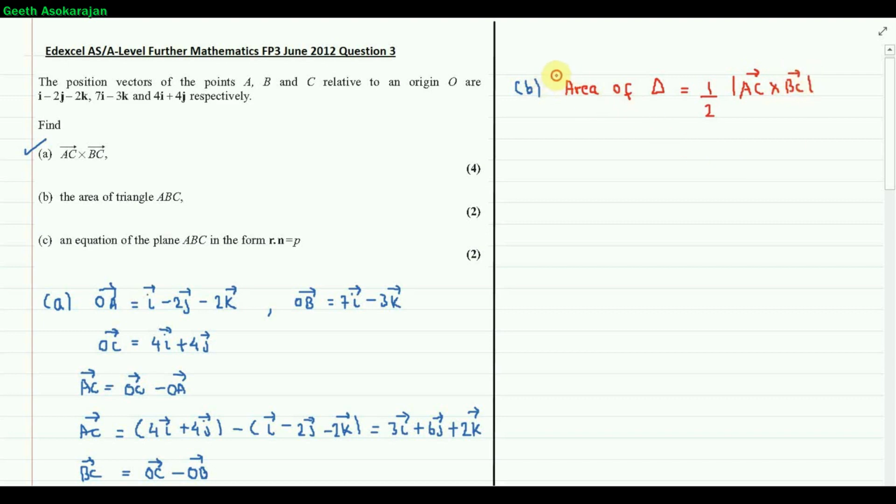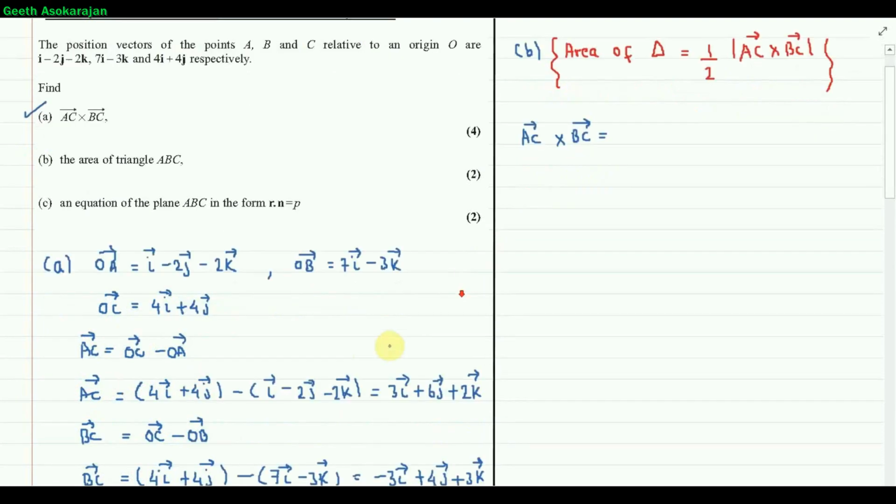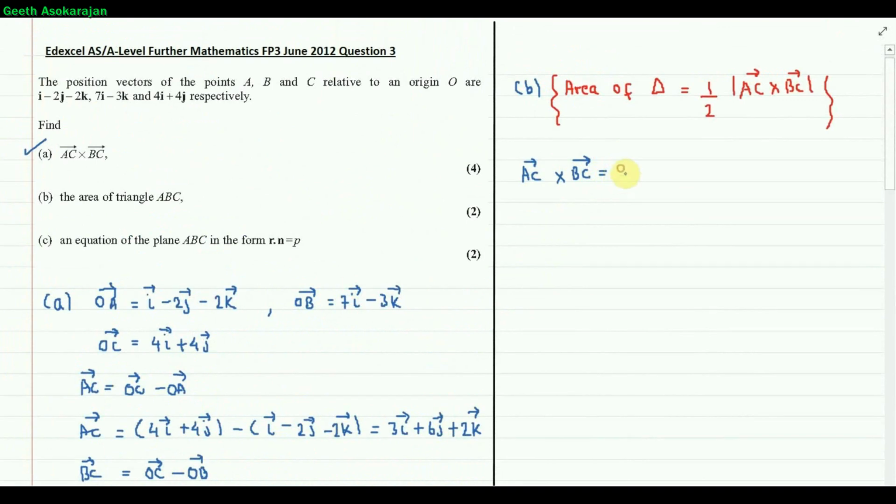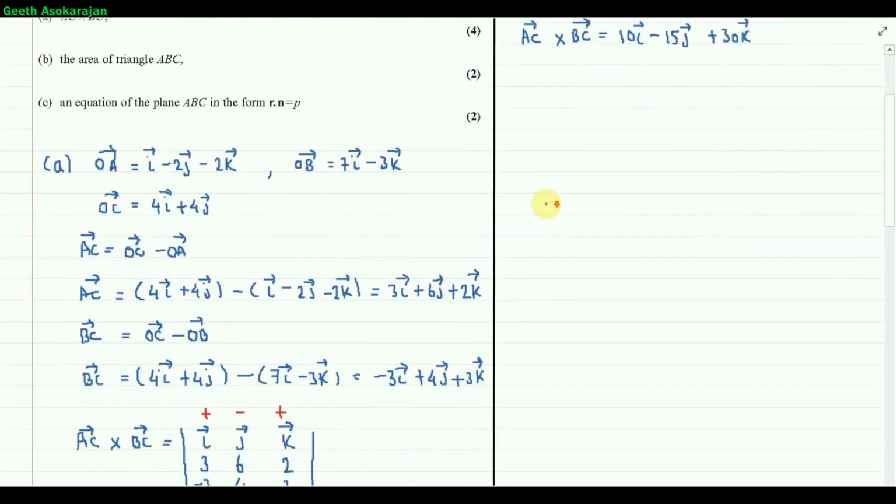So that is the formula that we need to apply in order to work out the area of the triangle. As you can observe, we have AC cross BC. From the previous part, let me copy that down, AC cross BC as a vector, and let's remind ourselves, we had 10i minus 15j plus 30k. So that is AC cross BC.